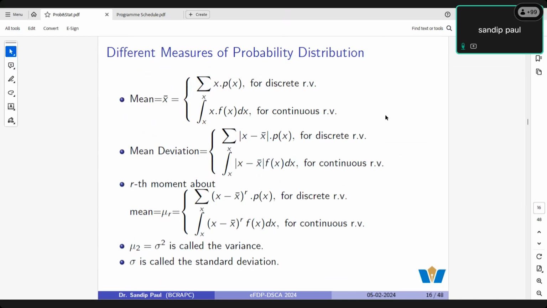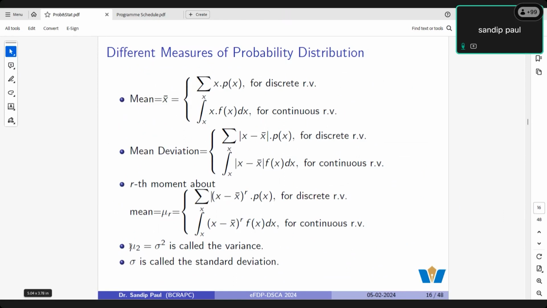Similarly, the moments can be obtained. The rth order moments mean the sum of the products of the rth power of the difference into the probability. From that, by finding the moments, we can get the standard deviation, variance like this.